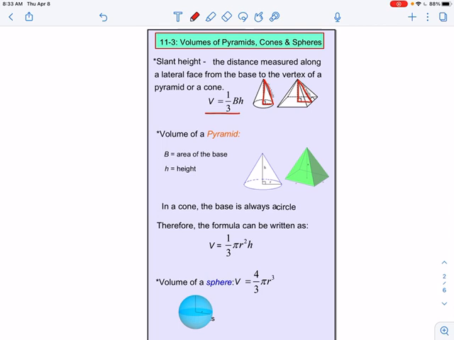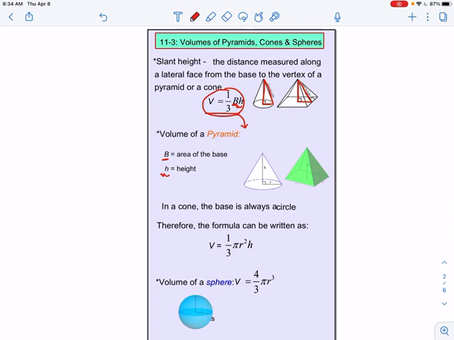Again, the volume of a pyramid. The volume is 1/3, and notice we have that big capital B. B, just like in the last section, is the area of the base. And we have h, which is the regular old height, not the slant height. So the volume of a pyramid is 1/3 the area of the base times the height.